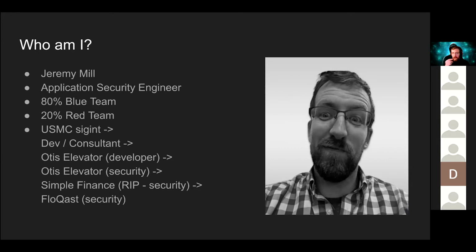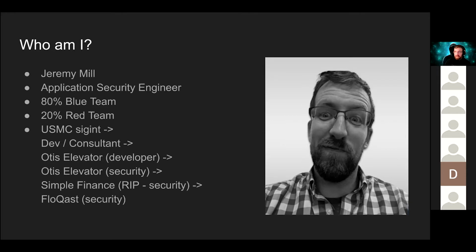Who am I? I'm Jeremy Mill. I am an application security engineer. In my day-to-day job, I am like 80% blue team, 20% red team, which means that when our team releases new features, I get to go do some pen testing and find bugs, right? But I usually do a lot of that as white box testing, as opposed to somebody doing a bug bounty. I've got source code, and so I get to cheat, and it's great, and I love it.